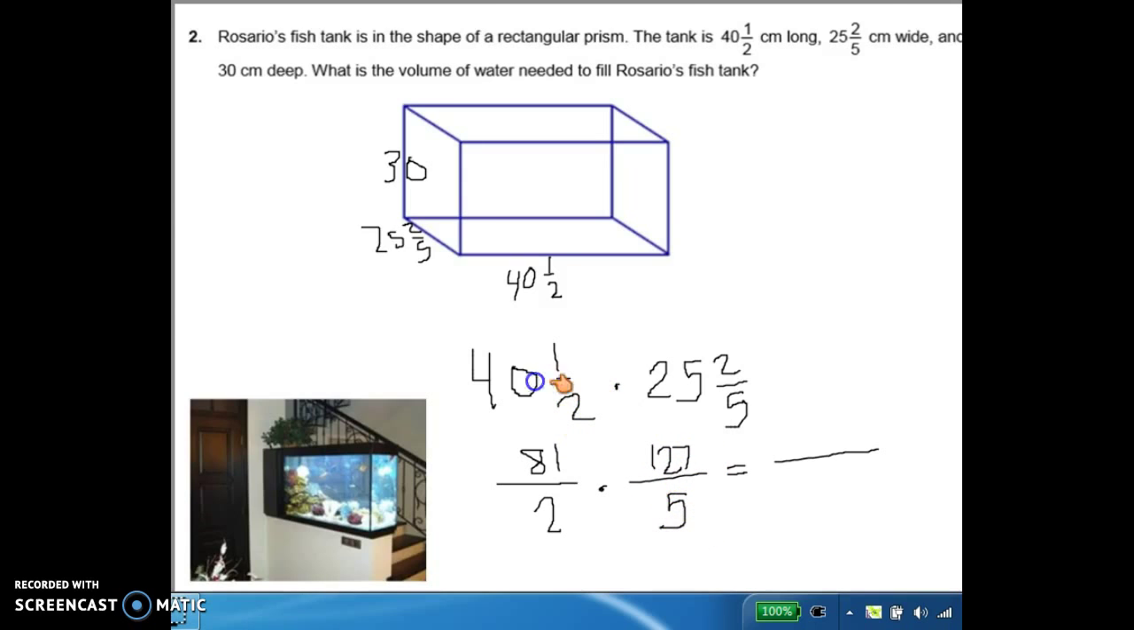Remember, the way we do that is 20 times 40 plus 1. That gives us the 81. 5 times 25 is 125 plus 2. That gives us 127. Now we need to multiply straight across on both the numerators and the denominators in order to get our multiplication over here. Go ahead and do that. Pause the recording and then check your answer.